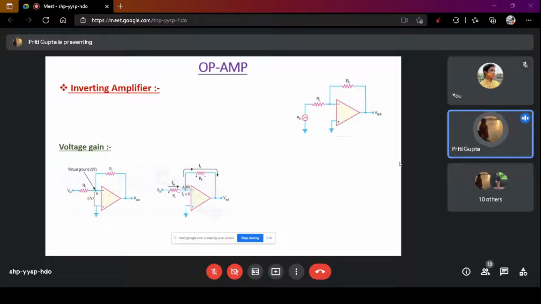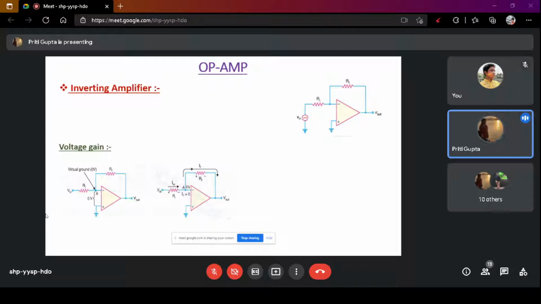Now, what is virtual ground? You can see here this positive terminal is grounded. This positive terminal is grounded, and the voltage over here will be always zero. I mean, very negligible voltage will be there, which is nearly equal to zero. So this concept is called virtual ground. Point A is in virtual ground, which means that it is not physically ground, but virtually its voltage is zero. So voltage at point A will be zero.